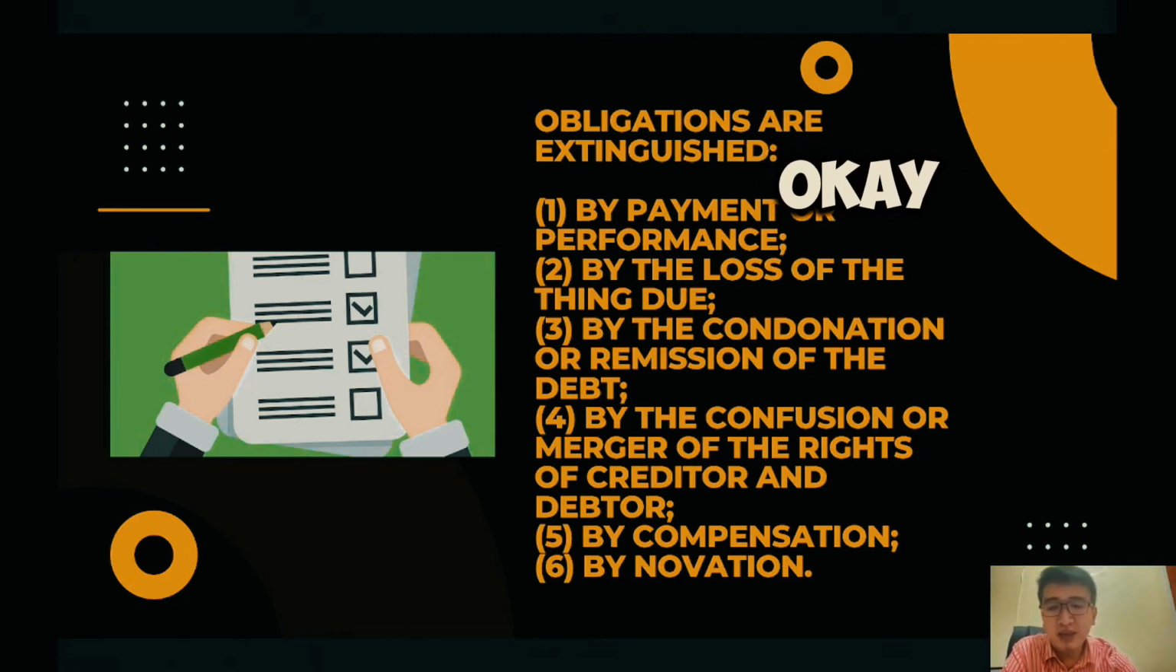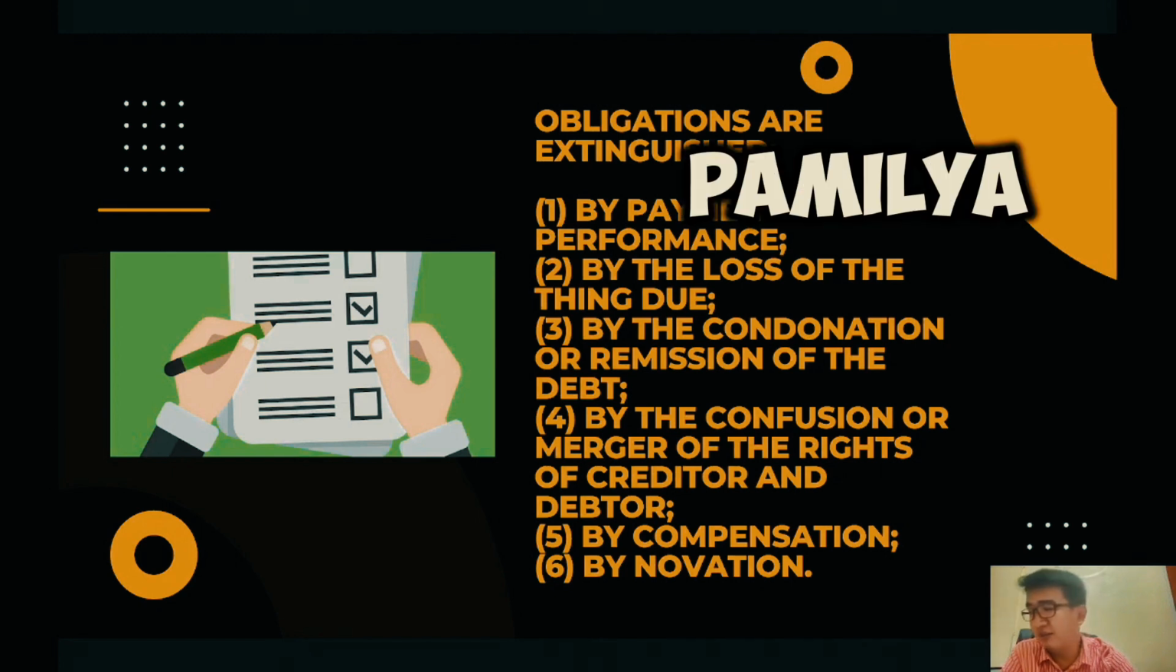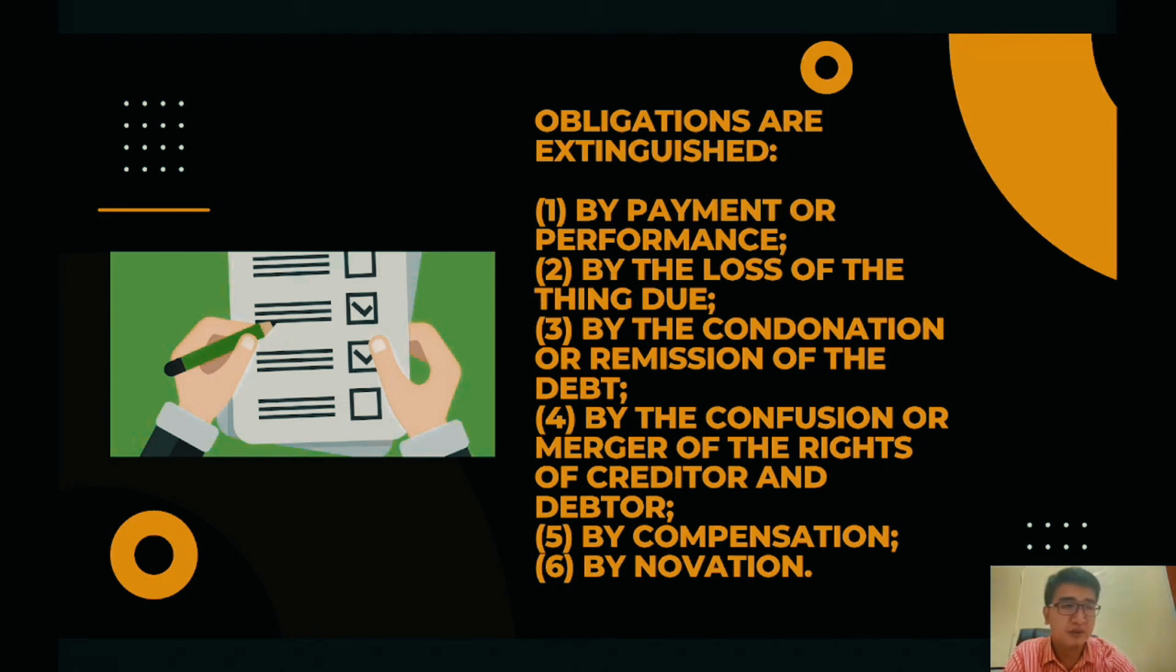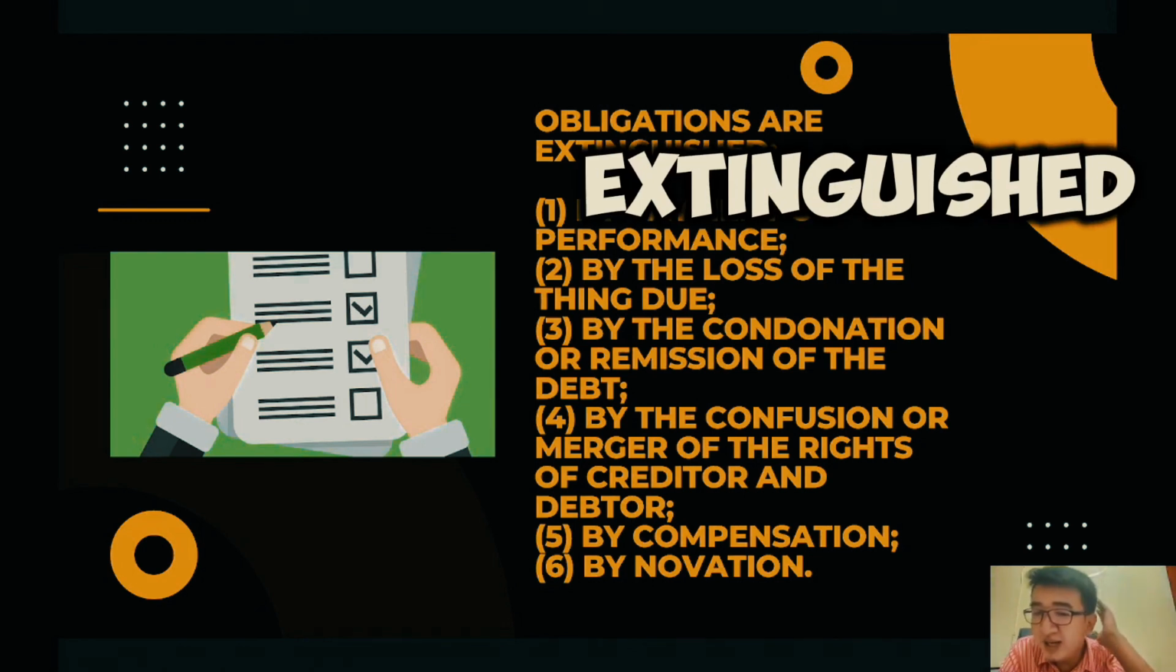Third, by the condonation or remission of the debt. When we say condonation, it means your creditor is kind and condones your debt. Don't pay it anymore, it's fine, don't pay it anymore. Like those cases with your family, your relatives, or even a friend, right? Don't pay it anymore, it's okay. The obligation is deemed extinguished.